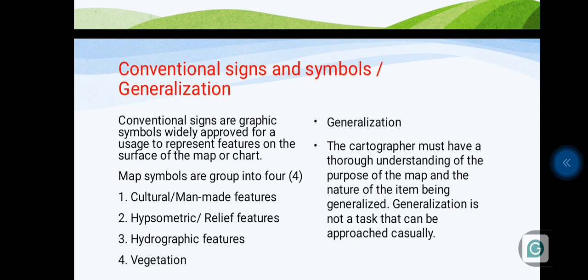Next is isometric or relief features. Isometric is relief, that is the contour, the height, the elevation of an area of a terrain. And brown is used to designate such features. Next is hydrographic features, all the water bodies, be it lake, river, stream, or pond. The color used for it is blue. The next is vegetation. The conventional color for it is green.